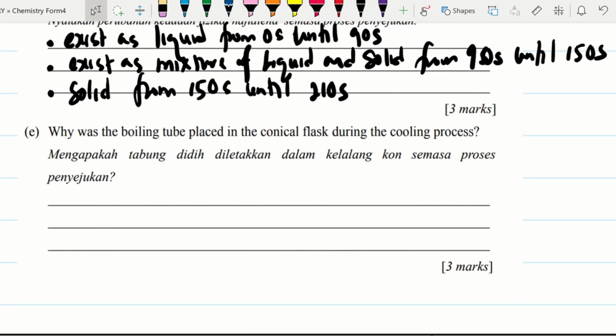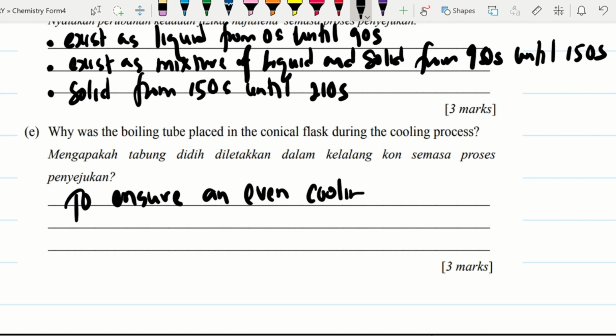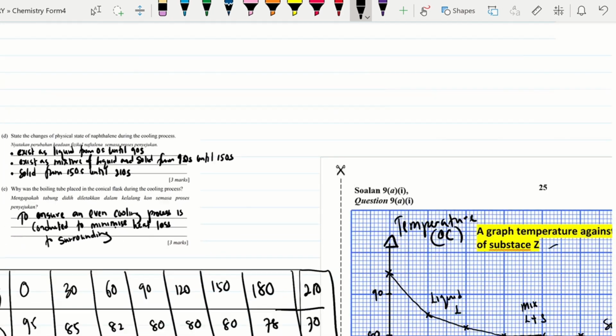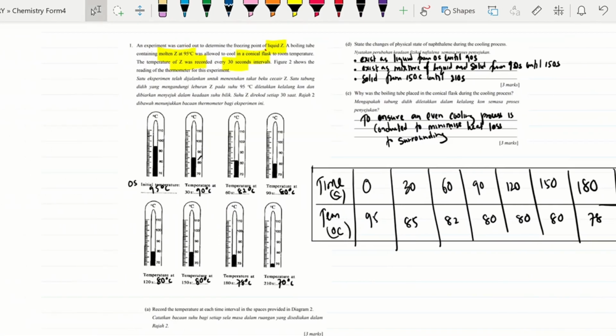All right, the last question: why was the boiling tube placed in the conical flask during the cooling process of this substance Z? So this is to ensure an even cooling. All right, cooling process is conducted to minimize the heat loss to surrounding, and to obtain a uniform temperature. So these are the answers that students must remember. All right, please do more questions.